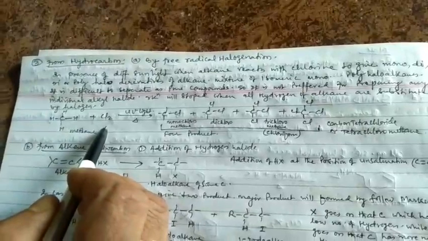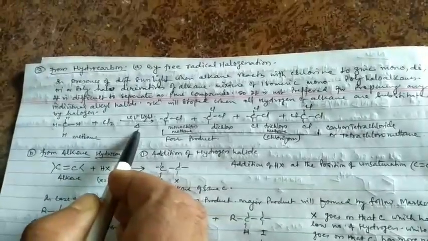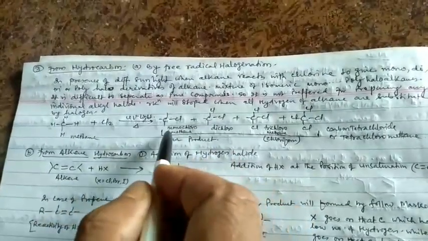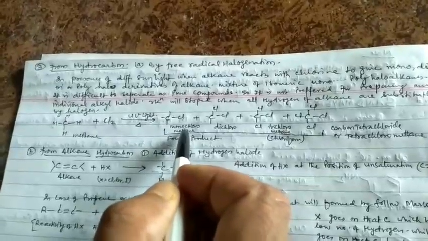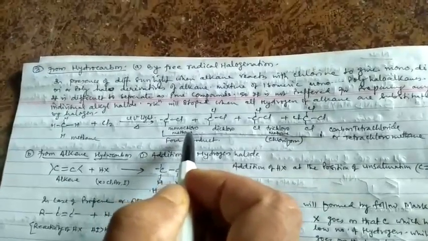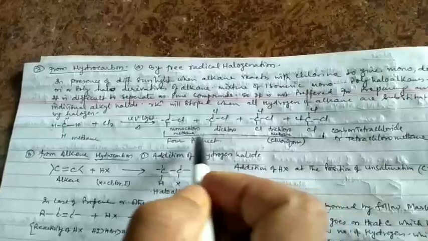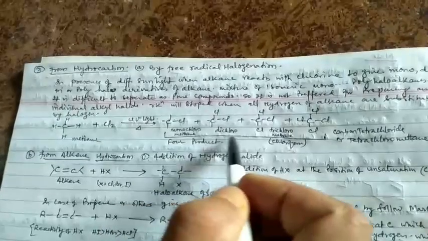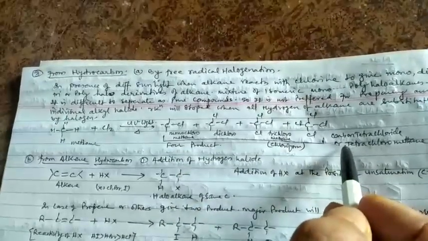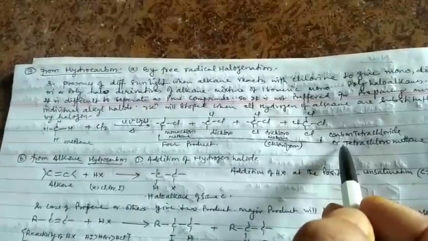Methane reacts with chlorine in the presence of sunlight or diffuse sunlight to give a mixture of isomeric haloalkanes: mono, di, tri and tetrachloromethane.